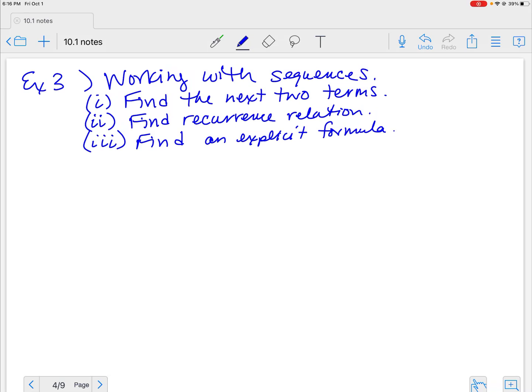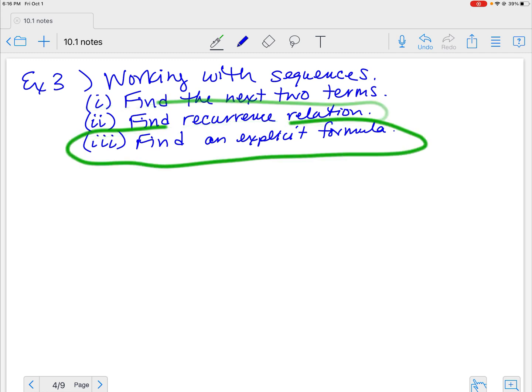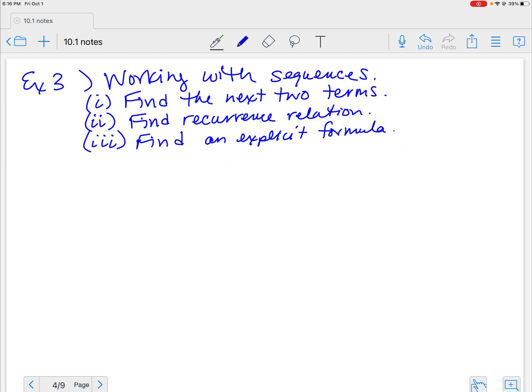Okay, we've worked some problems where we were given the explicit formula and we were given the recurrence relation. Now, we're going to work with sequences. Working with these sequences, we are going to find the next two terms. This is all about patterns. Then find the recurrence relation. Then we're going to find an explicit formula. All right? Okay, let's do it.